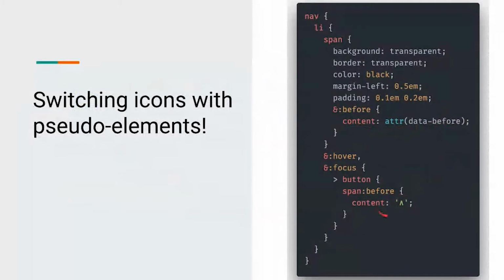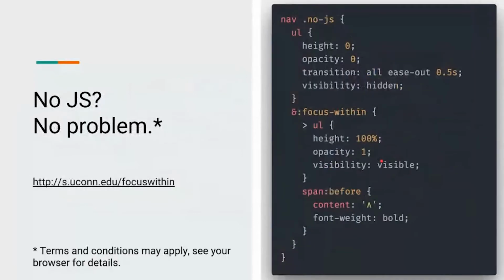Notice also that these are all just little text elements. That's in case JavaScript breaks and your fancy icons go away or something, you still have something here. We also want to give people the ability to still use the navigation menu if JavaScript is unavailable for some reason. So this is where the focus-within class comes in.